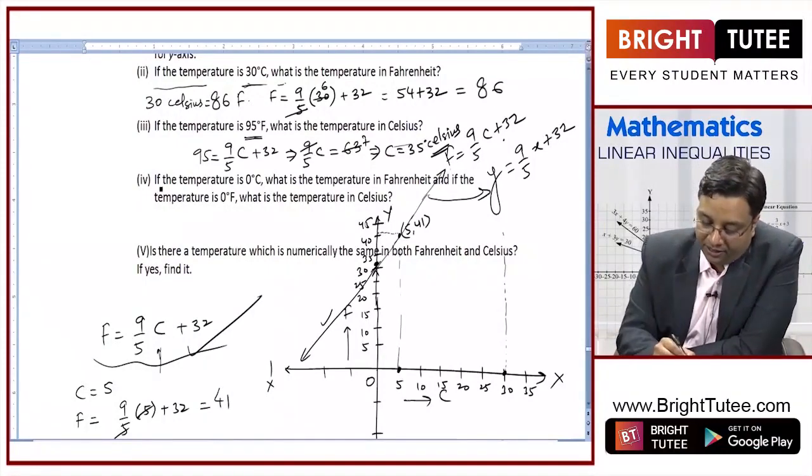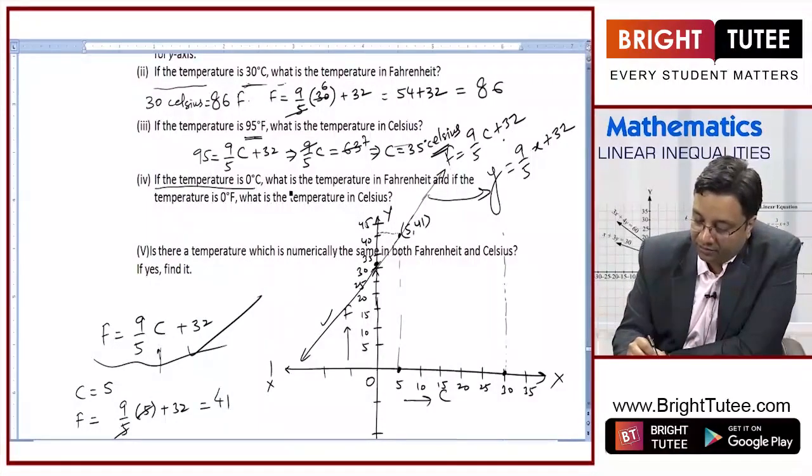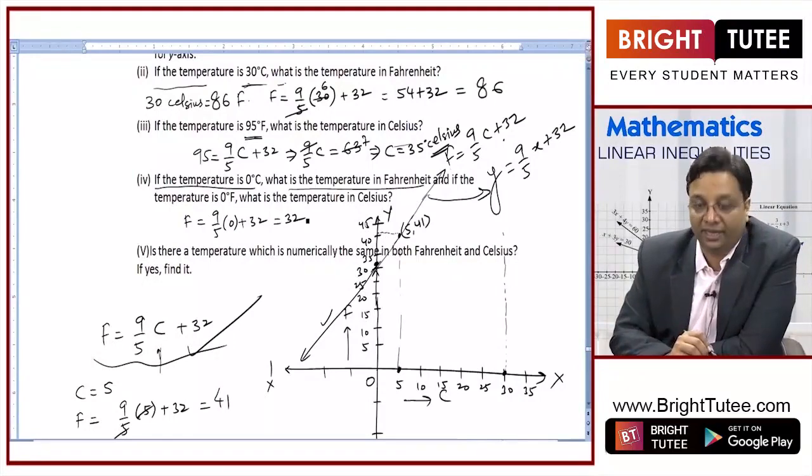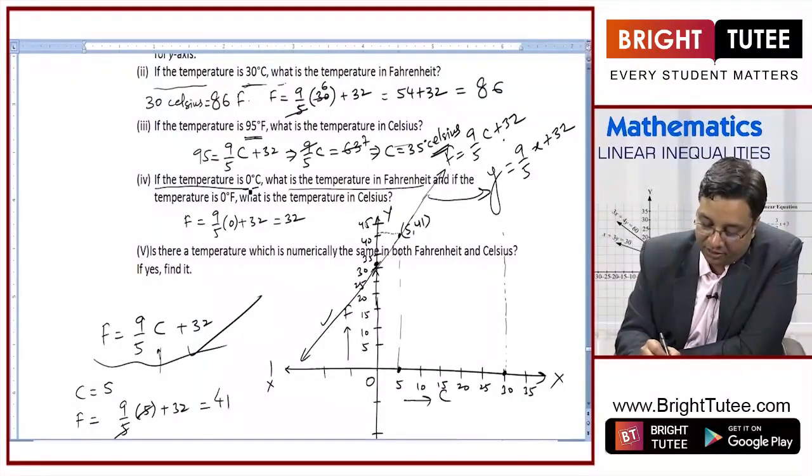Right? If the temperature is 0 degree Celsius, what is the temperature in Fahrenheit? So I just need to put C equal to 0 here. F is equal to 9 by 5 into 0 plus 32. So it will be equal to 32 Fahrenheit. If it is 0 Celsius, then temperature will be 32 Fahrenheit.